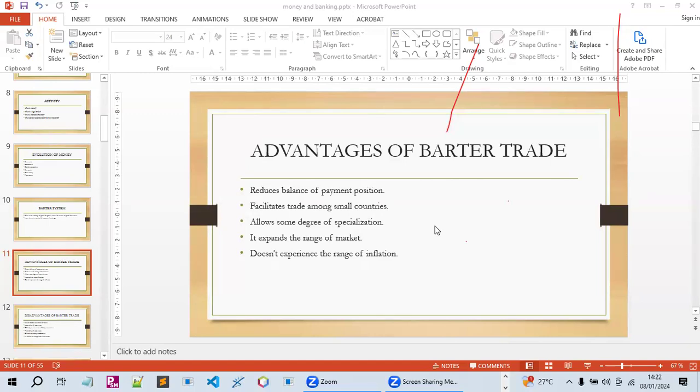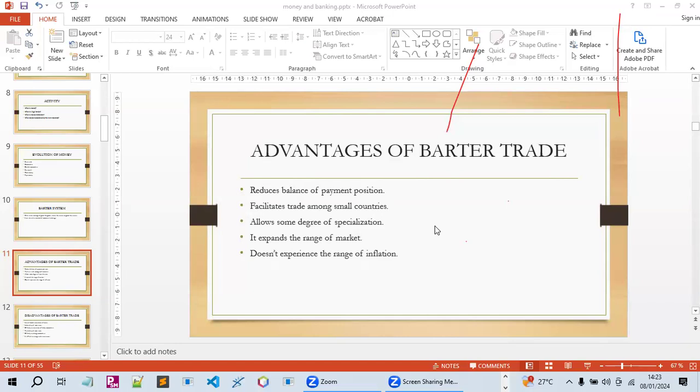And another point, it expands the range of the market. This is because trade doesn't involve the use of money. Therefore, countries would look for nations with what they want. I hope you've understood that part.